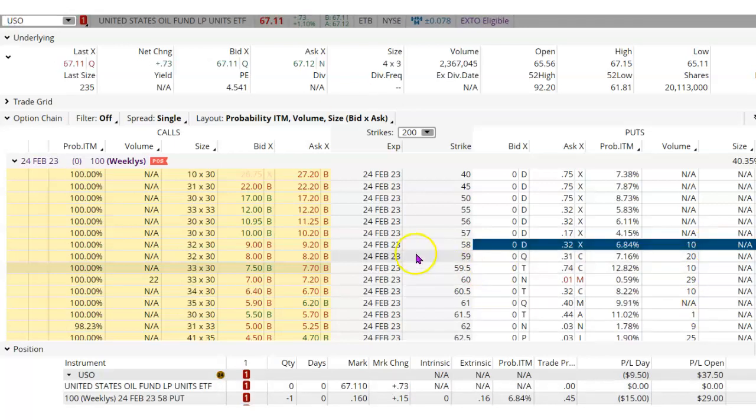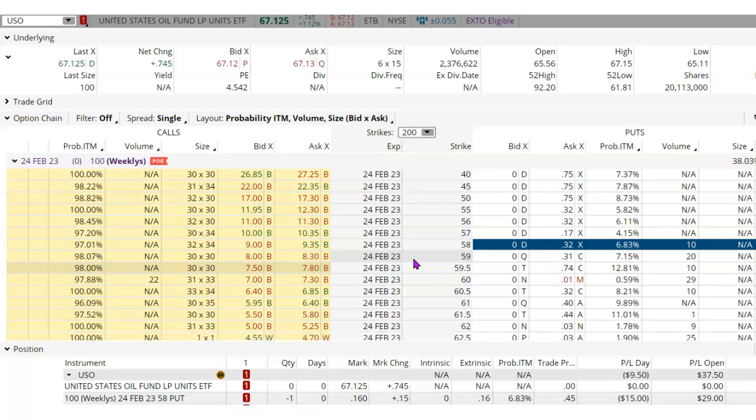By definition, my put option is out of the money because the market price of USO is higher. It is at 67. So that means at this point, the risk of assignment is very low, which means that I'm really not expecting USO to drop down to $58 in the next 5 minutes. Of course, that could happen, but not likely.